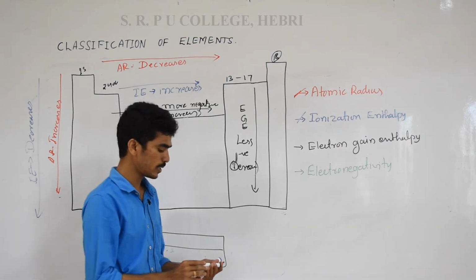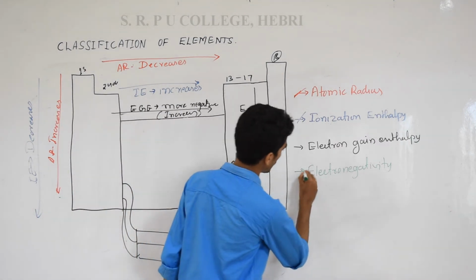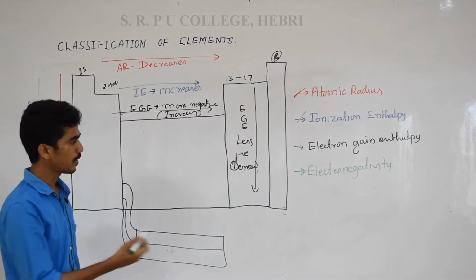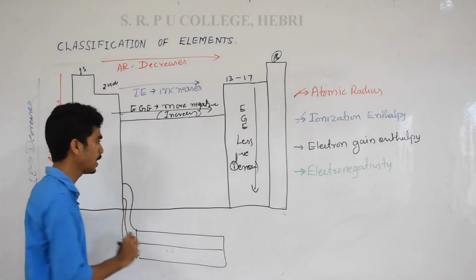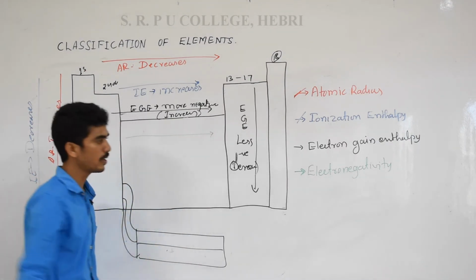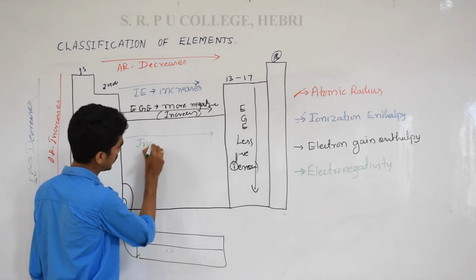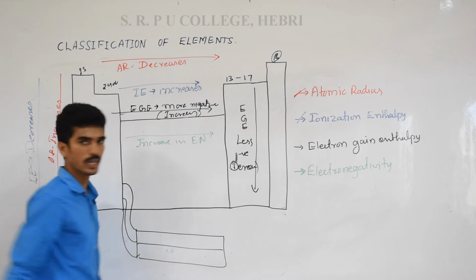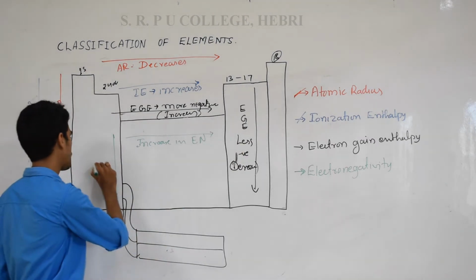And the last point is electronegativity. Electronegativity is based on what? It is stated only when atoms are bonded. That should be in the Pauling scale. Across the period, electronegativity value increases. Down the group, we should write decreases.